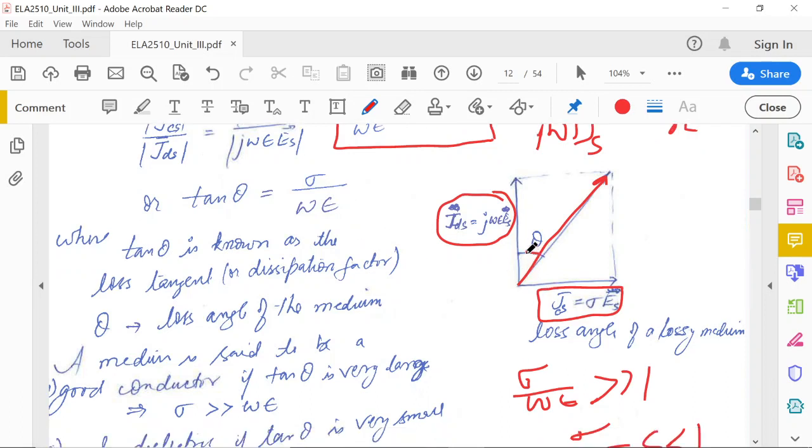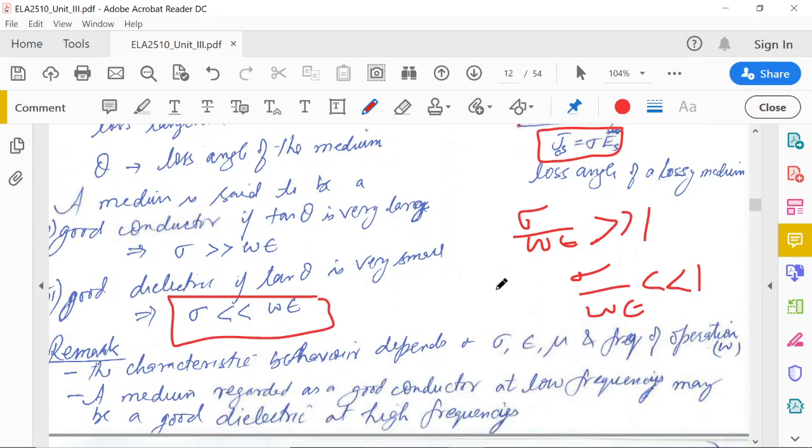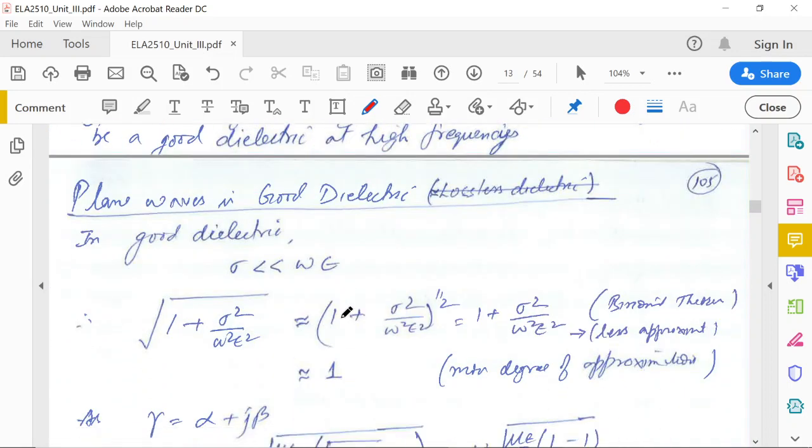If this theta is large, then it is considered a good conductor, and if theta is smaller, then it is considered a good dielectric. We have seen this ratio, sigma over omega epsilon. If the ratio is more than 1, it is a good conductor. If less than 1, it is a good dielectric. Okay, so now let's focus on the good dielectric.